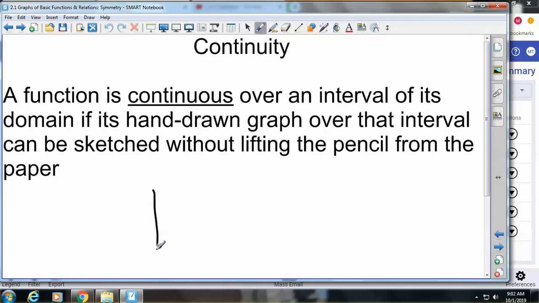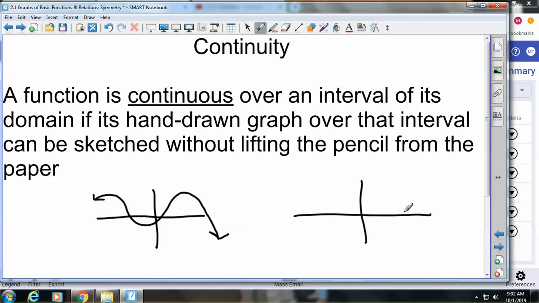So for example, this is a nice continuous function because I could draw that whole thing without picking up my pencil. But if I had this, a line with a hole in the middle, I would have to stop and pick up my pencil when I got to that hole in my line. So it is not continuous everywhere. It's continuous everywhere except that single point. Does that make sense to everybody? I know what continuous means.